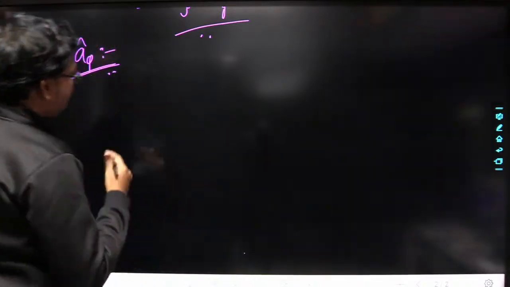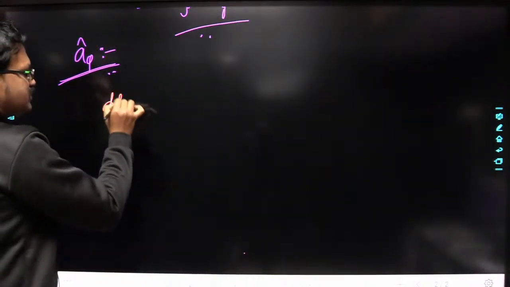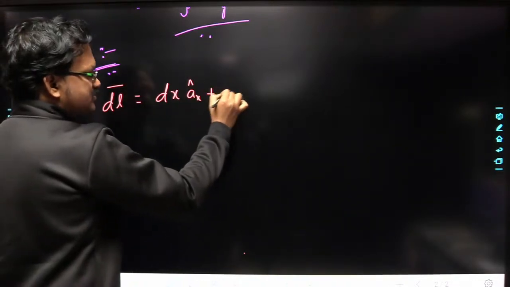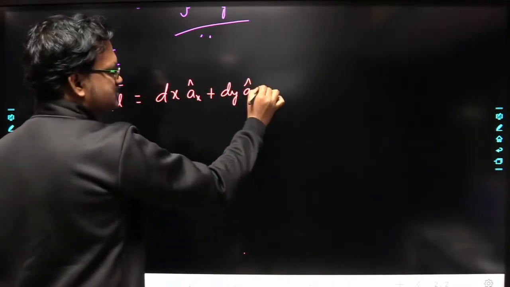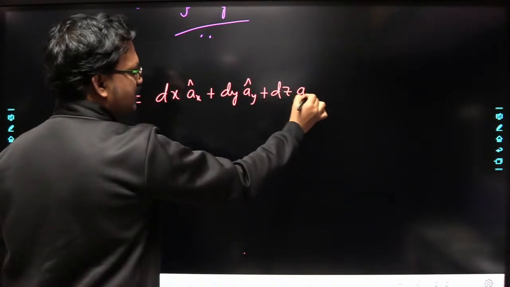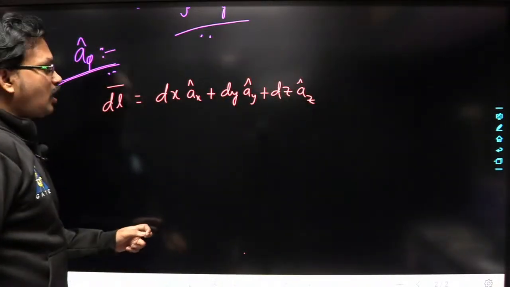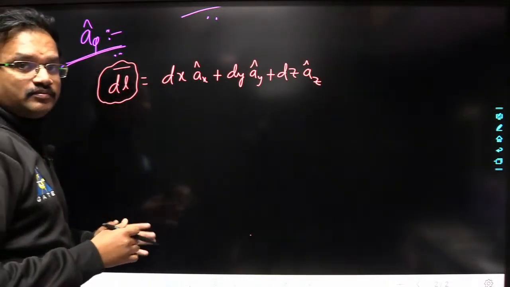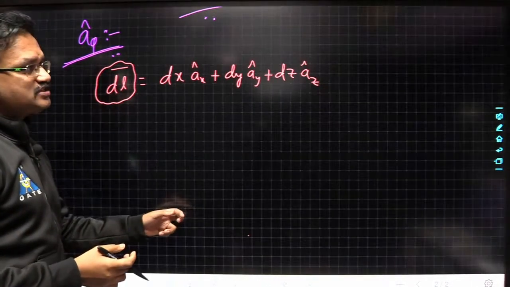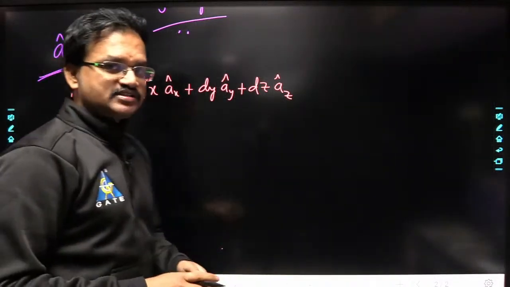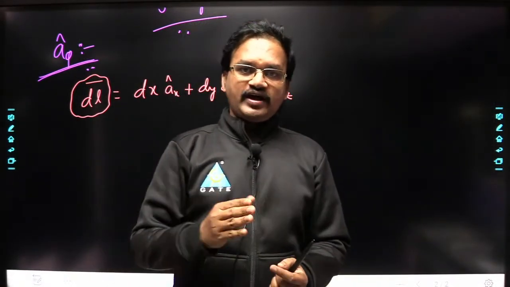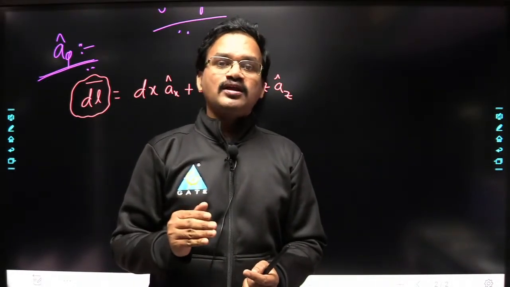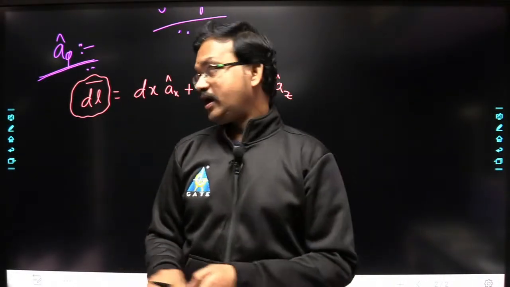See here, same procedure. Take the differential length dl bar equal to dx ax cap plus dy ay cap plus dz az cap. Understood? Now what is the differential length by varying only phi? In the previous lecture I have told you, yes or no? So if you vary phi, what is the differential length? You have to consider the differential arc length along phi. Yes or no? See here.